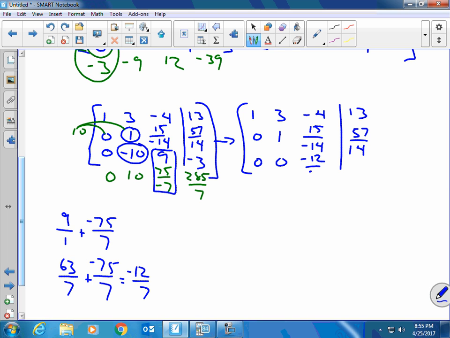Negative 12 over 7. Next thing, we have a negative 3 plus 285 over 7. Common denominator is a 7.